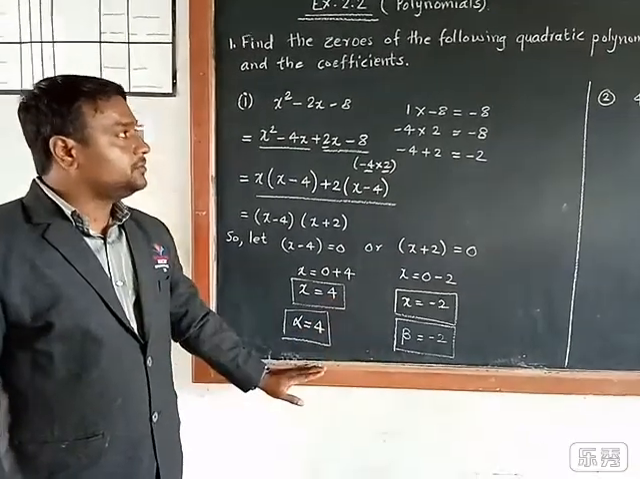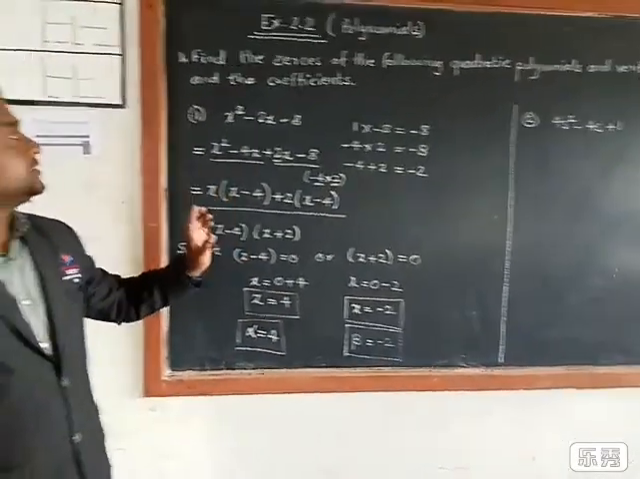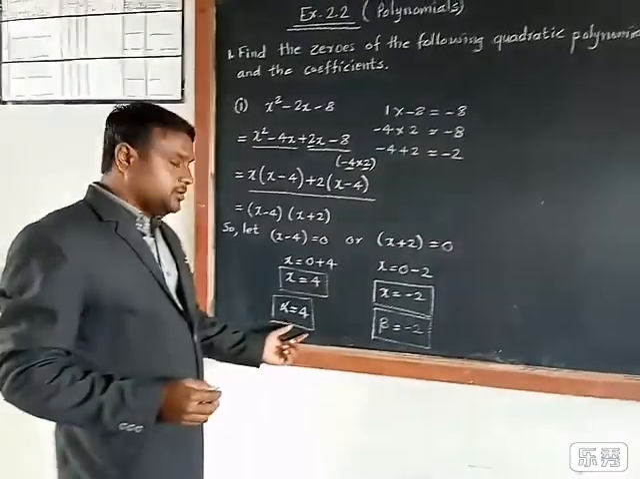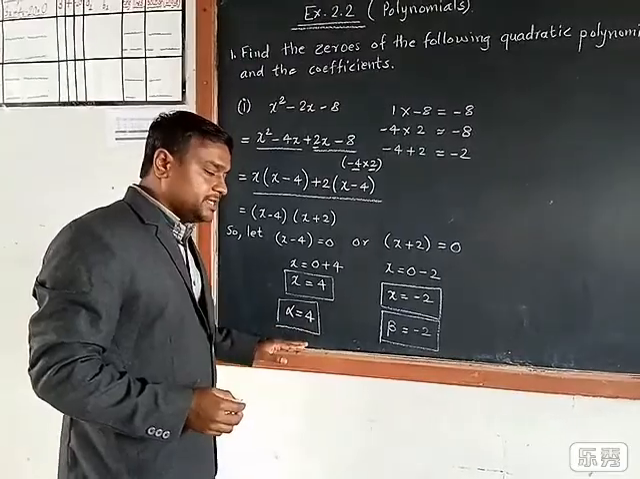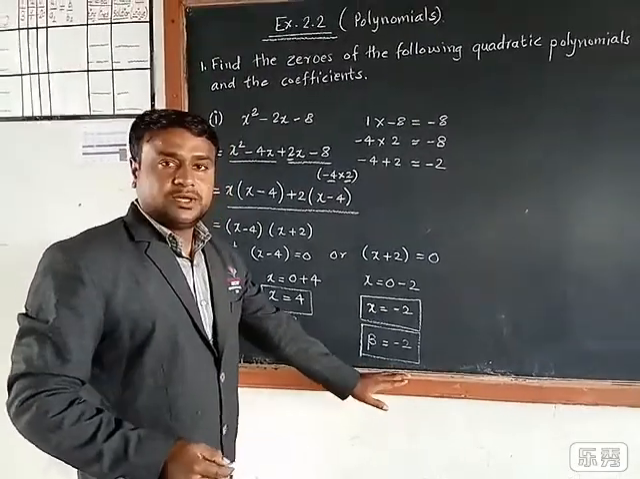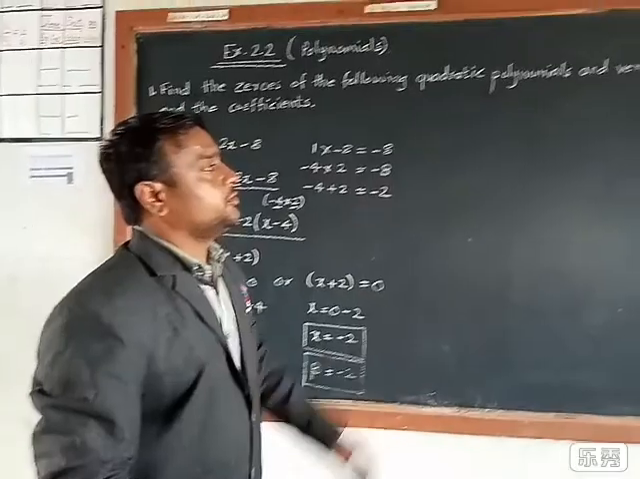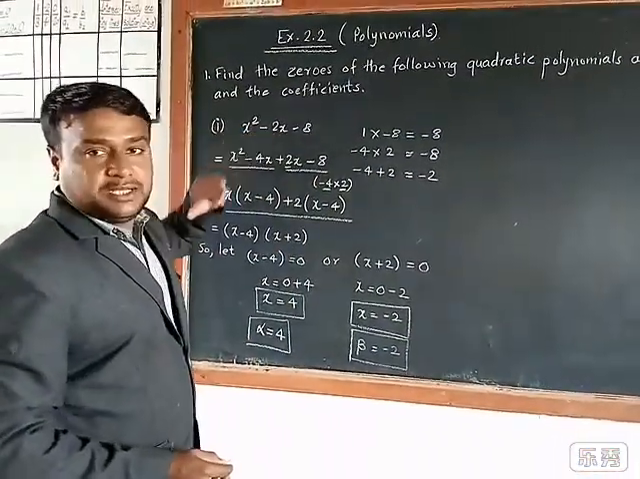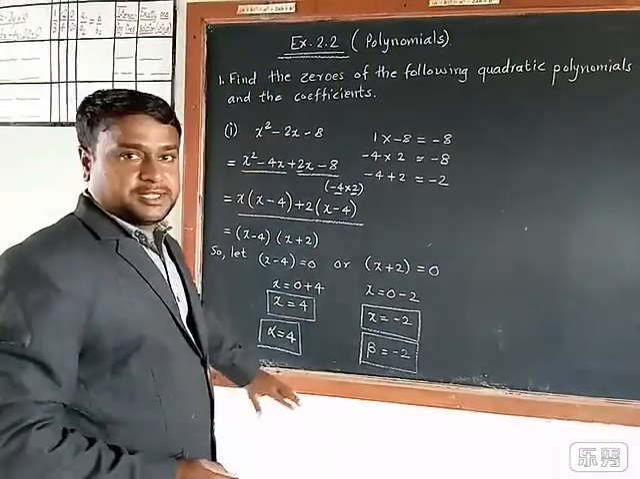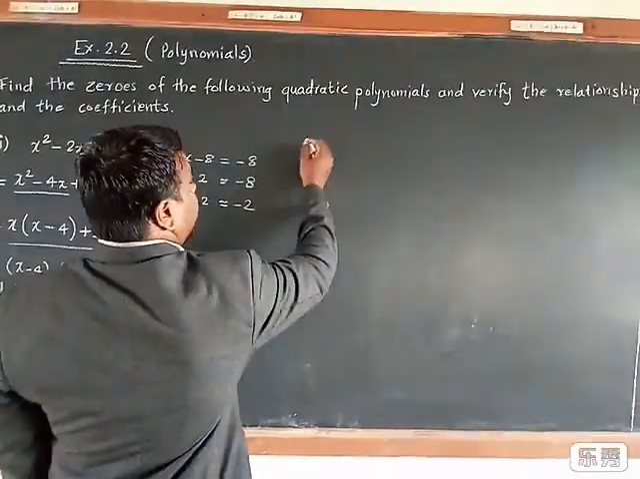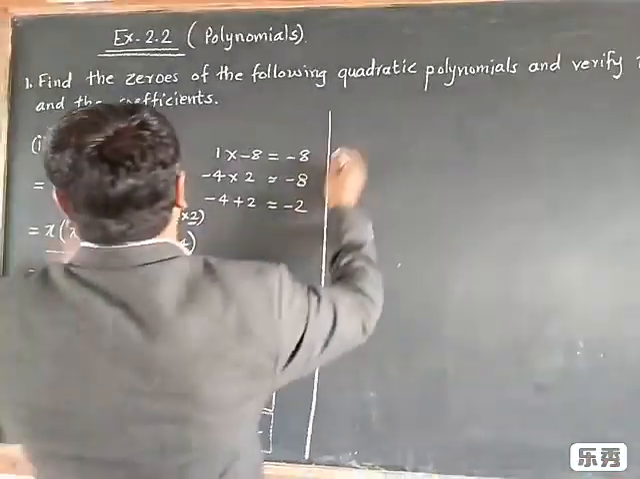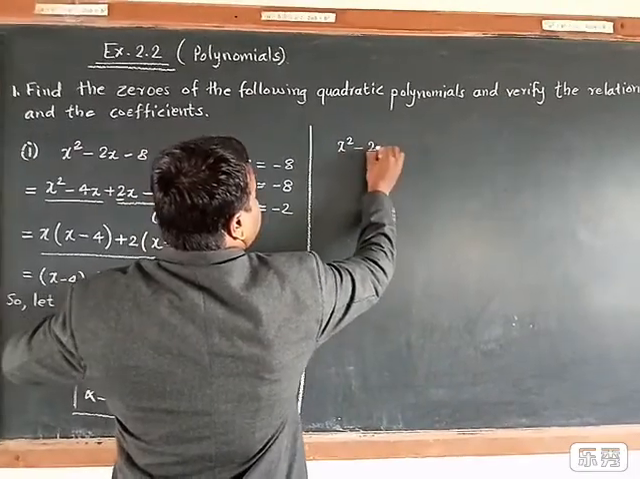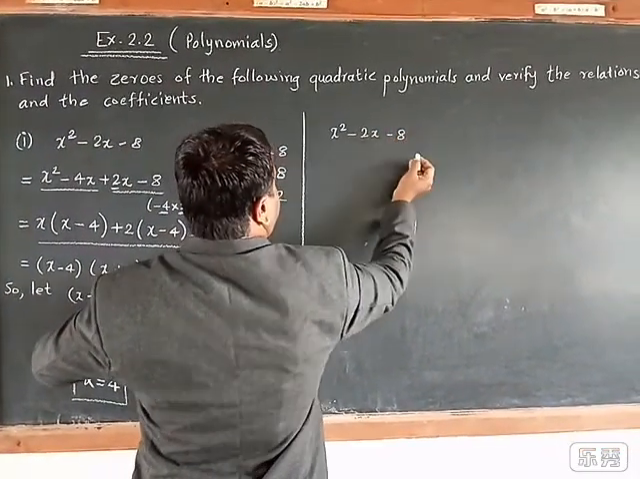Now we have to find out the relationship between the zeros and the coefficients. Just pause the video now. We got the zeros, that is alpha is equal to 4 and beta is equal to minus 2. Now we are going to find out the relationship between the zeros and the coefficients of the quadratic polynomial. Our given quadratic polynomial is x square minus 2x minus 8.